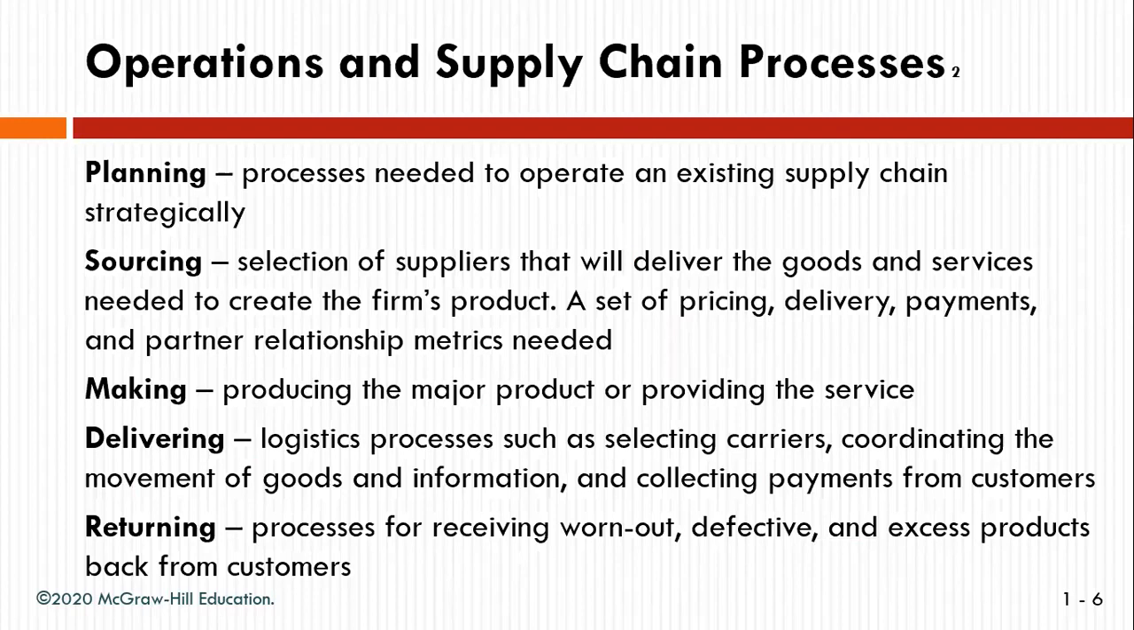Making is producing the major product or providing the service. So we take a raw material or semi-finished good and we finish it, make it into a different product, and give it to the end user or a customer or another buyer who becomes a supplier for another supplier or another service. Delivering is the logistics process of selecting carriers, coordinating the movement of goods and information, and collecting payments from the customers.